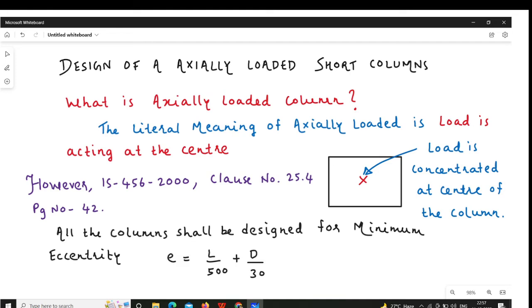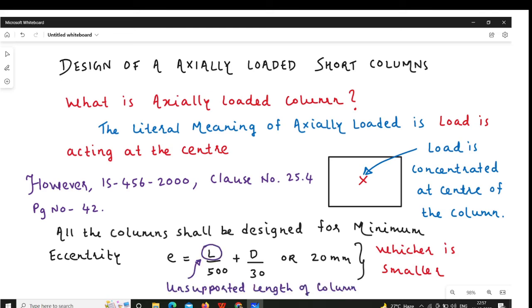Okay. Now what is minimum eccentricity? They have given in the same clause two values: L by 500 plus D by 30, or 20 mm, whichever is smaller. So whichever smaller value you get, that will be the minimum eccentricity. And L is the unsupported length of the column, and D is the least lateral dimension. Now you see, they say that we have to consider minimum eccentricity.